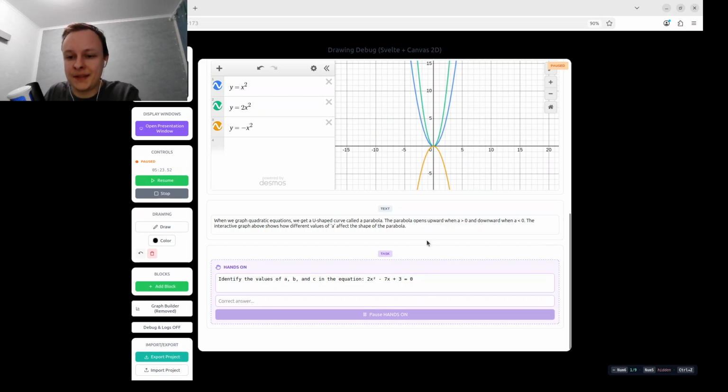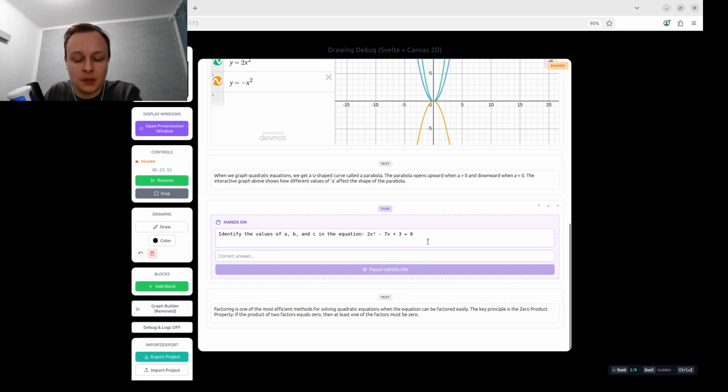All right, let's continue our lesson, and let's take a look at the first practical method that we will use to solve quadratic equations. This method is called factoring, and it is one of the most efficient methods for solving quadratic equations when the equation can be factored easily. And here we use the zero product principle.